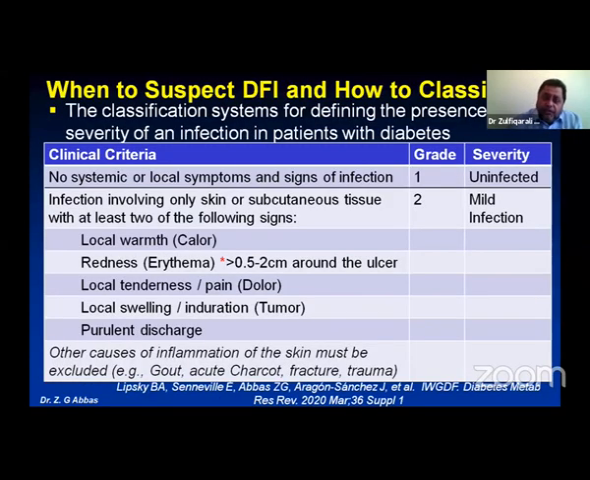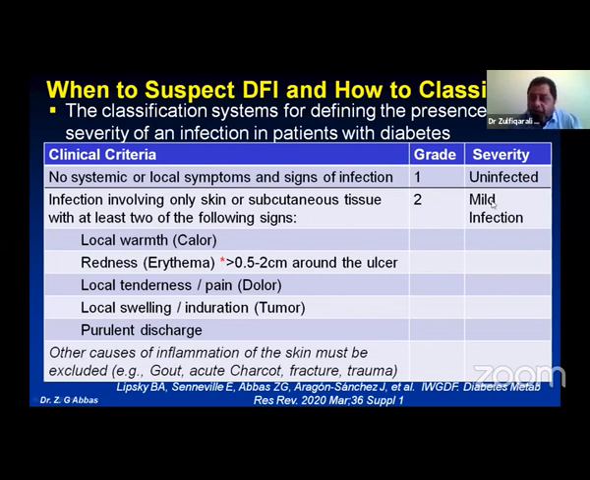When to suspect diabetic foot infection and how to classify it: the classification system for defining the presence and severity of infections in patients with diabetes. These are the clinical criteria, grade and severity. If there are no systemic or local symptoms and signs of infection, this is grade 1, which is not infected. If an infection involves only the skin or subcutaneous tissue, that is a superficial ulcer, then this is grade 2, and we call that a mild infection.